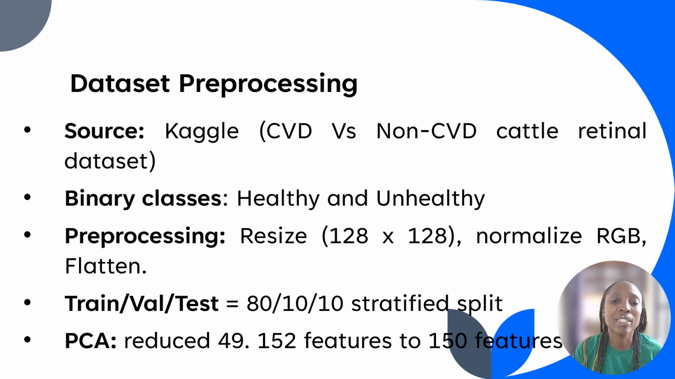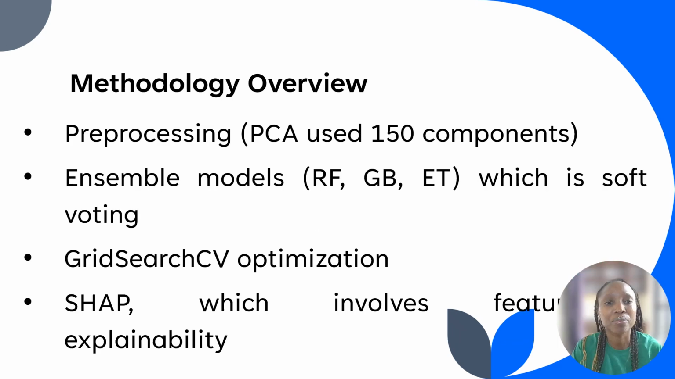The dataset was split into three: 80% training, 10% validation, and 10% test, using a stratified split. And then PCA reduced the features from 49,152 to 150 features. Then the methodology involved the preprocessing, the ensemble model, the grid search and CV optimization, and also SHAP.